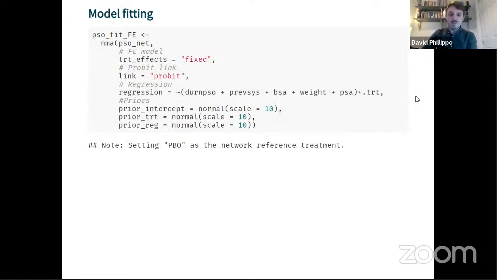Onto model fitting, we use the nma function, and here I'm fitting a fixed effects model with a probit link, and then I specify a regression model for the 5 covariates, their main effects and their interactions with treatment. And in this instance, I'm using normal priors on each of the model parameters.